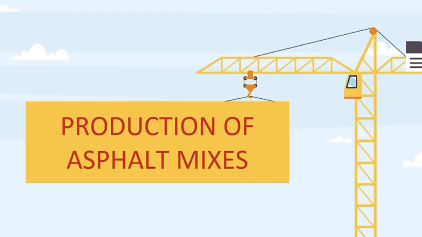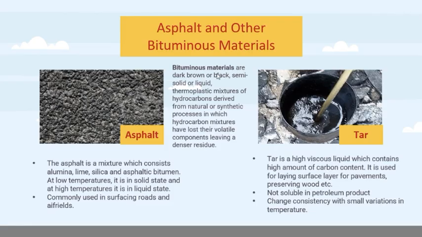So next is the production of asphalt mixes. So asphalt and other bituminous materials. So first, bituminous materials are dark brown or black semi-solid or liquid thermoplastic mixtures of hydrocarbons derived from natural or synthetic processes in which hydrocarbon mixtures have lost their volatile components, leaving a denser residue. So commonly used are asphalt and tar.